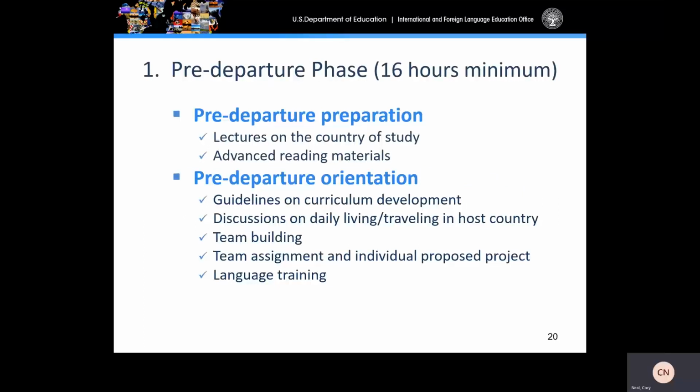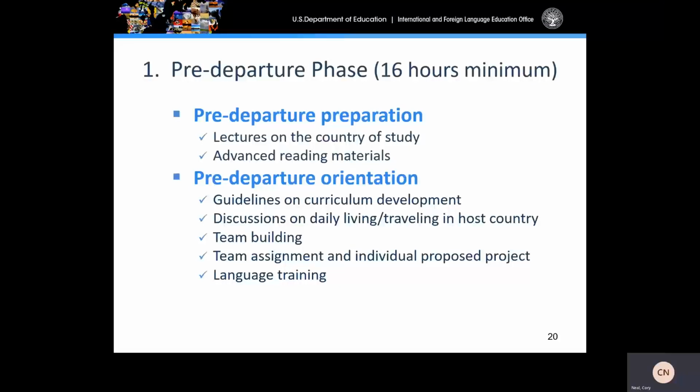So, the pre-departure phase. You should have a minimum of 16 hours towards pre-departure orientation. Your orientation should consist of a series of lectures on the country of study. Advanced reading material should be sent to the participants several weeks prior to the pre-departure orientation. You should include guidelines on curriculum development if that's applicable to your project. You should discuss daily living and traveling in the host country. You should include team building exercises, any team assignments you may have, language training, and discuss any individual proposed projects.